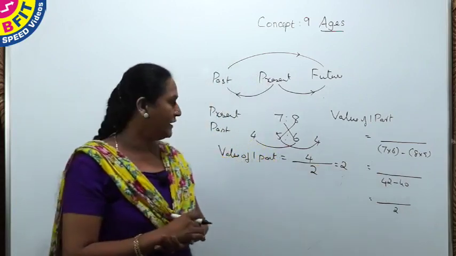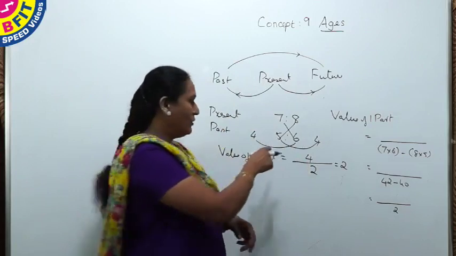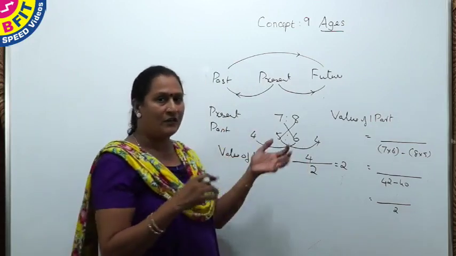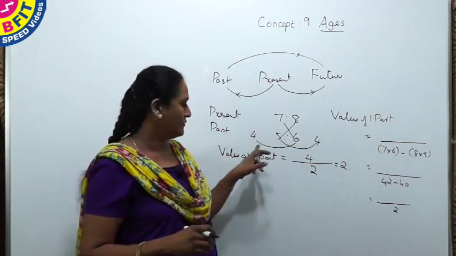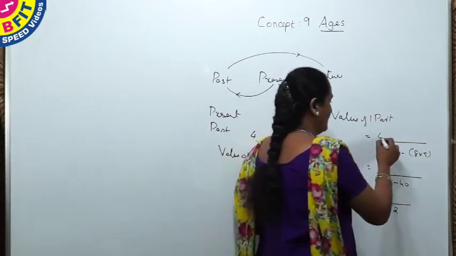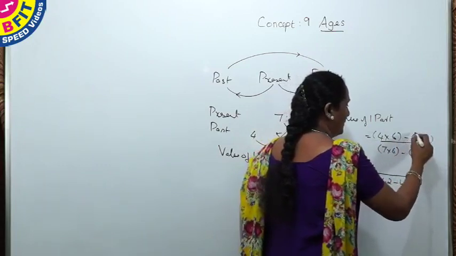For the numerator, multiply 6 and 4. So cross multiply. Don't multiply this 4 and 5; both will give you the same, but if the values are different, you will go wrong. So 4 into 6 minus 4 into 5.